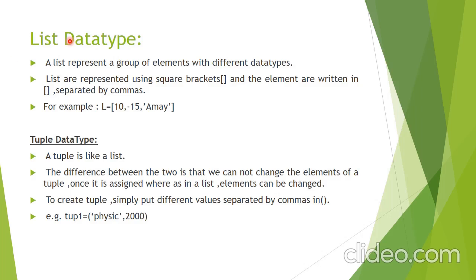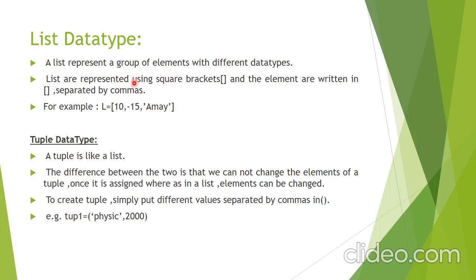Now the list data type. We have already discussed the numerical data type and the string data type. Now we are talking about the list data type. What is a list? A list represents a group of elements with different data types. Group of elements means it is not necessary that it is a group of integers or a group of strings. We can combine both types in a group. Clear? That is the reason I have written here different data types. Different data types means integer type, float type or string type.